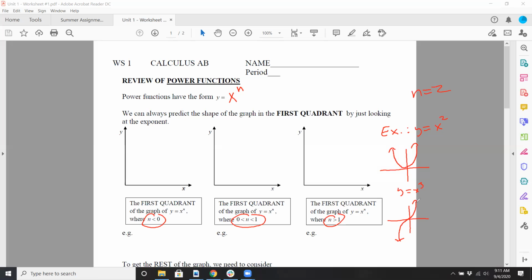And if you do anything where n is bigger than 1, like x raised to the 1.1 power, x raised to the 4th power, whatever, we're always going to expect the first quadrant to have this kind of shape. So it definitely will be increasing.